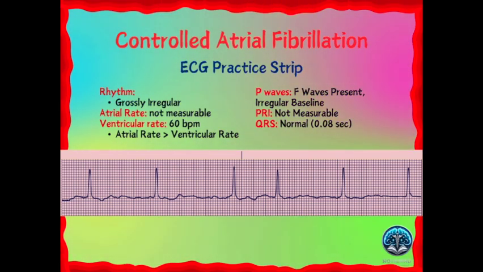In summary, we are analyzing a strip with atrial fibrillation that is characterized by an irregular rhythm, a ventricular rate of 60 beats per minute indicating controlled AFib. There are F waves instead of distinct P waves. The PR interval is not measurable. We have a narrow complex QRS, approximately 0.08 seconds. These findings confirm atrial fibrillation with a controlled ventricular rate.